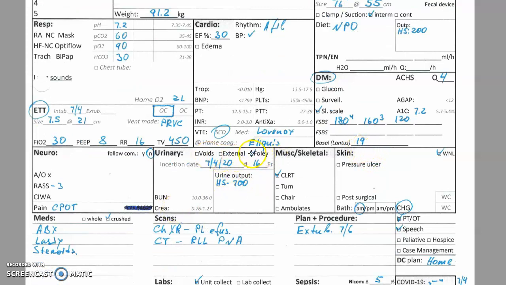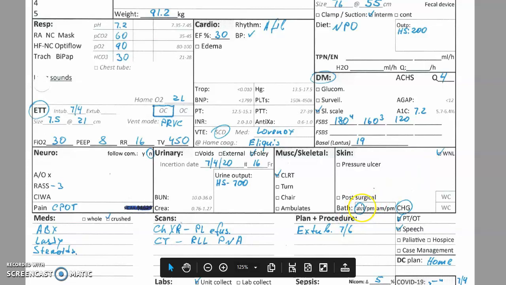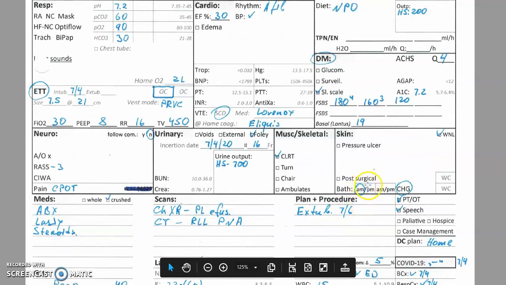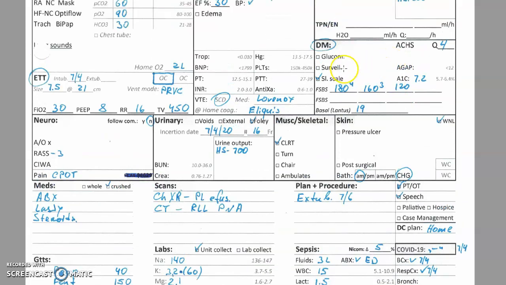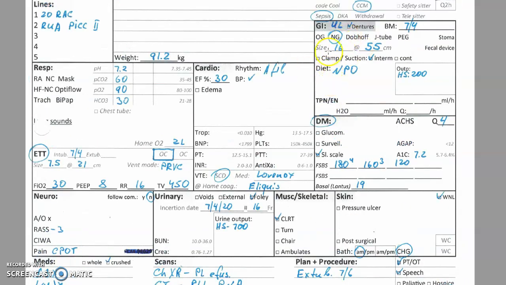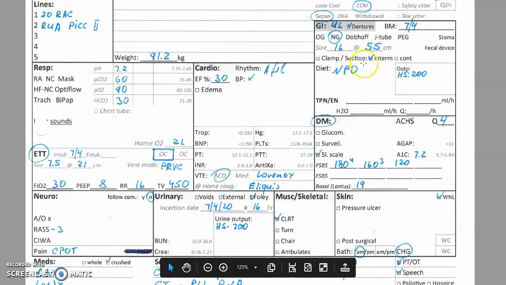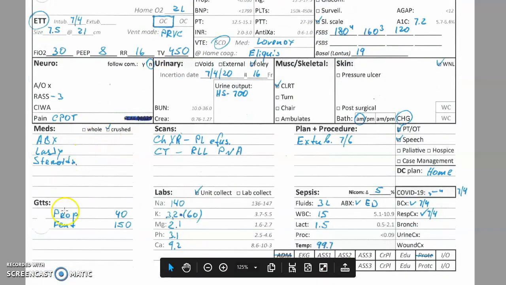Patient has a Foley catheter placed on the date of admission. We have size and how much was getting out. Right here, patient on a continuous rotation. Patient skin looks okay. Gets a bath during the nighttime, right in the morning, CHG bath. Patient getting antibiotics, Lasix, and steroids. We're crushing them, probably because of NG, or it doesn't make sense because patient is on intermittent suction, so disregard that.